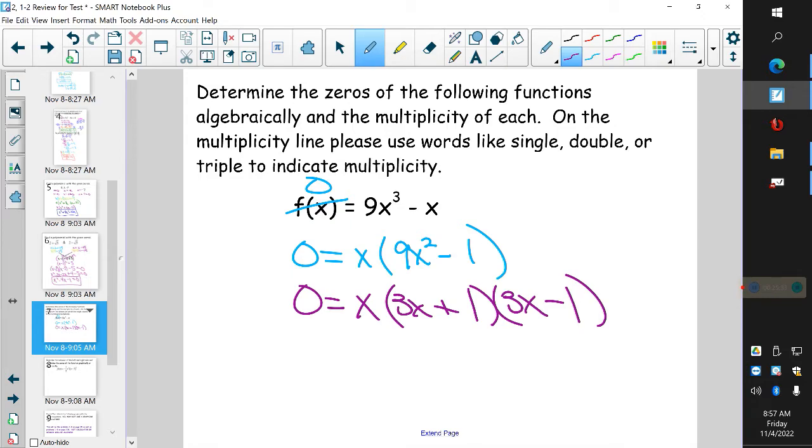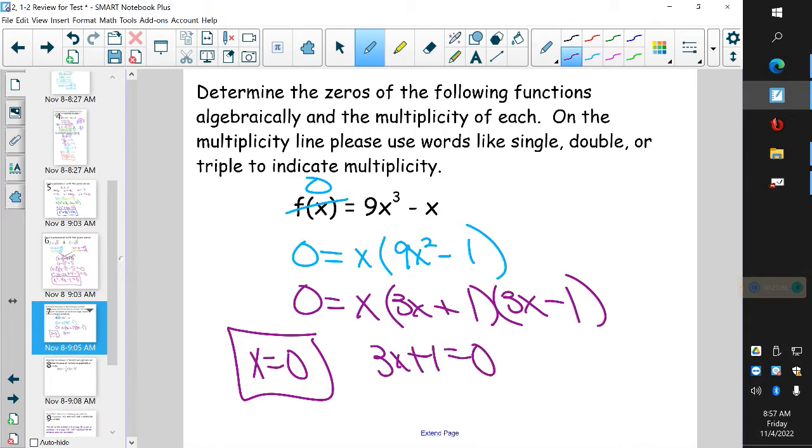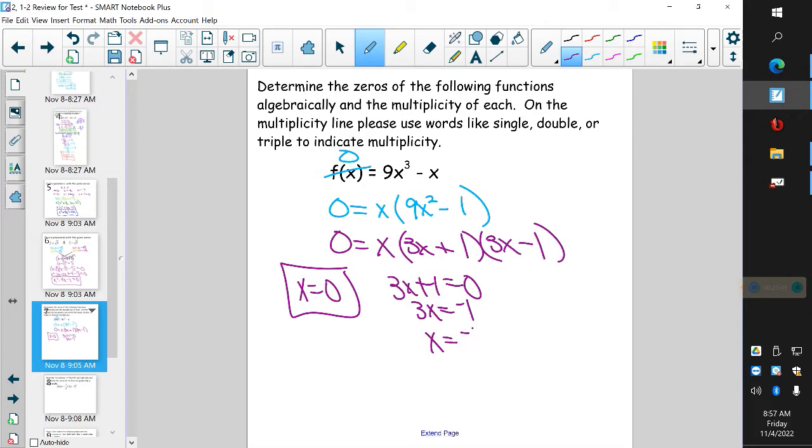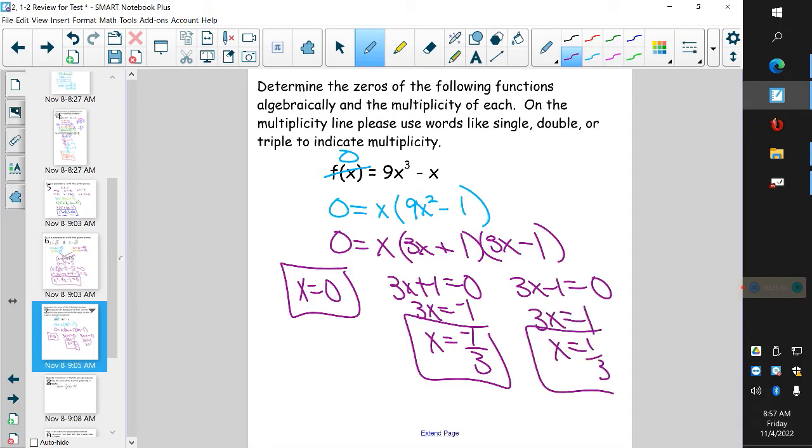Okay, so then you are going to have x equals 0, and then 3x plus 1 is equal to 0, so that means 3x is equal to negative 1, and x is equal to negative 1/3. And then 3x minus 1 is equal to 0, so 3x is equal to 1, and x is equal to 1/3. So those are the 3 x-intercepts. Do we understand that?